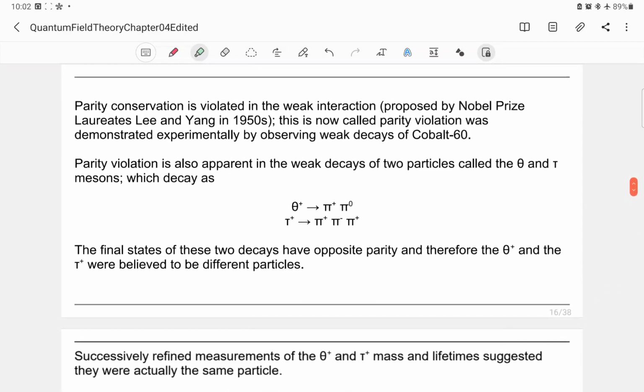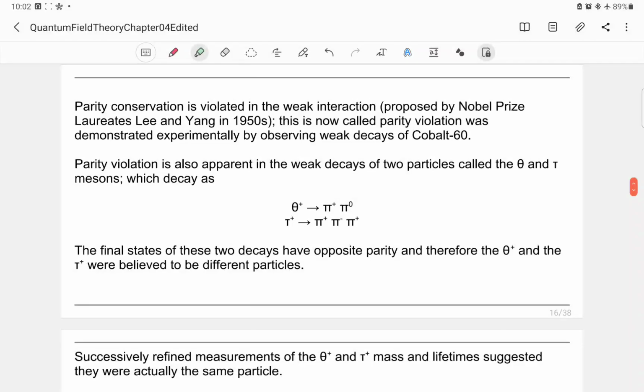Now, parity is not conserved, or is violated, in the weak interaction. This was proposed by Nobel Prize laureates Lee and Yang in the 1950s. This is now called parity violation and can be demonstrated experimentally by observing weak decays of cobalt 60. Parity violation is also apparent in the weak decays of two particles, theta and tau.